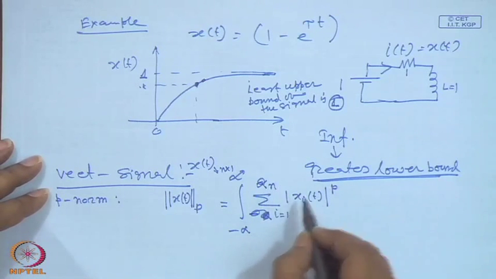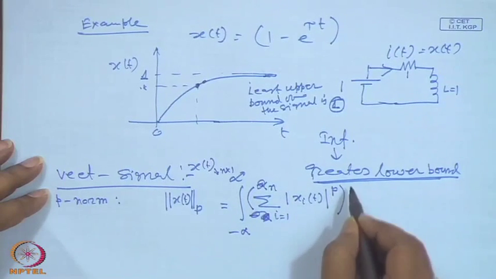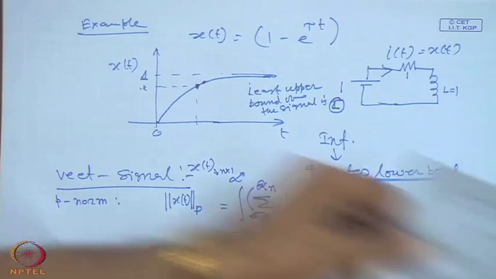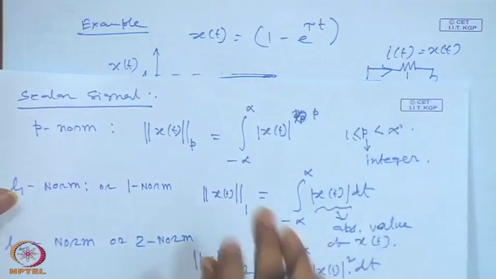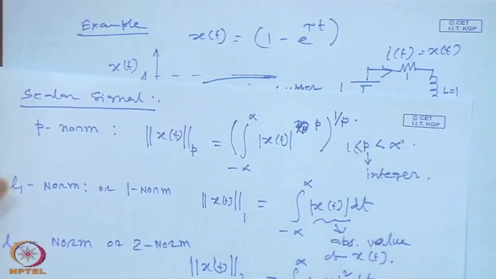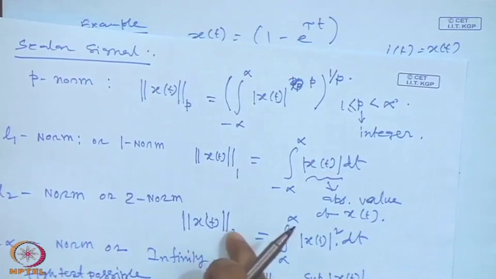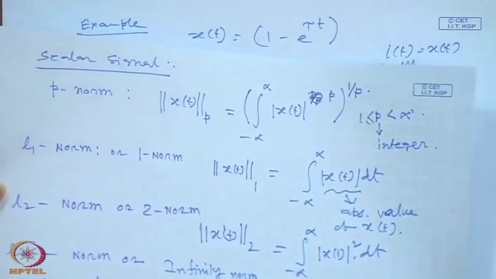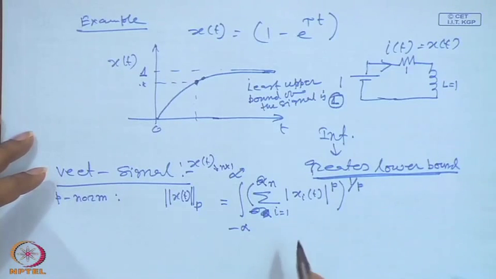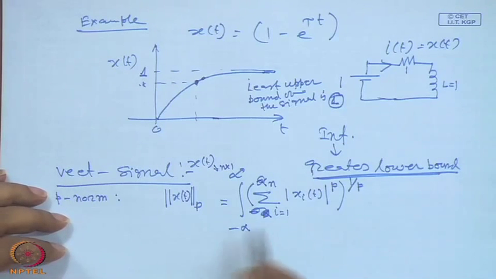agree? That whole thing to the power 1 by p. Okay? So this is the p norm of this one, the whole thing to the power 1 by p. Here the missing part is 1 by p. For p equal to 1, this is that. For p equal to 2, this is the norm of that one. Agree?